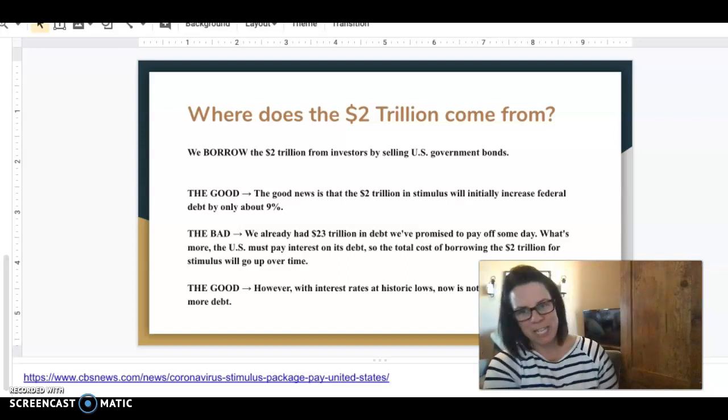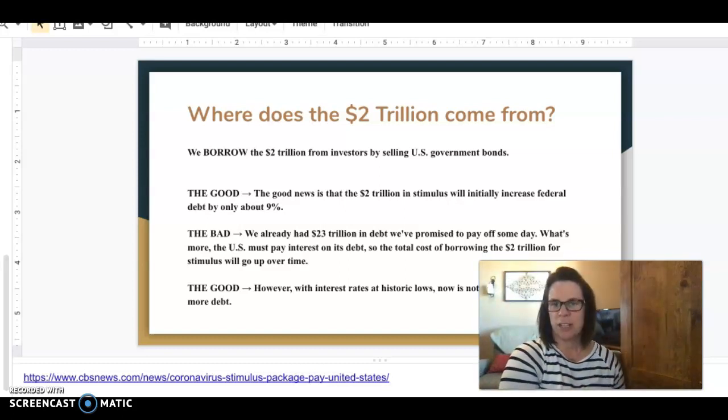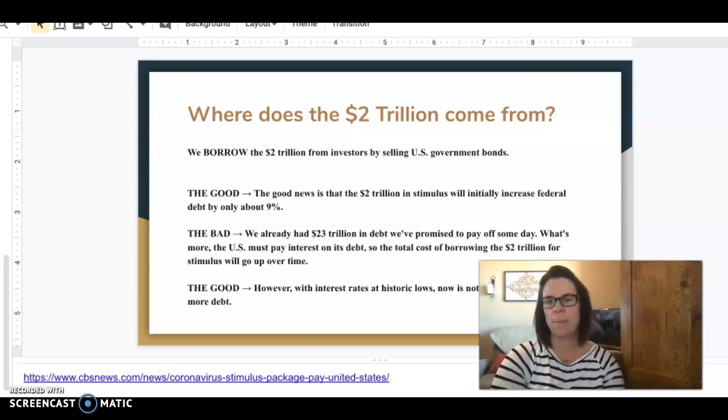However, back to the good again, interest rates are at a historic all-time low, right? They're near 0%. So now's not a terrible time to add more debt. And this is why they have that option, to help us out at times like this. Okay, so I hope discussing all of this helps you learn and remember monetary and fiscal policy, because we're seeing all of it in action right now.